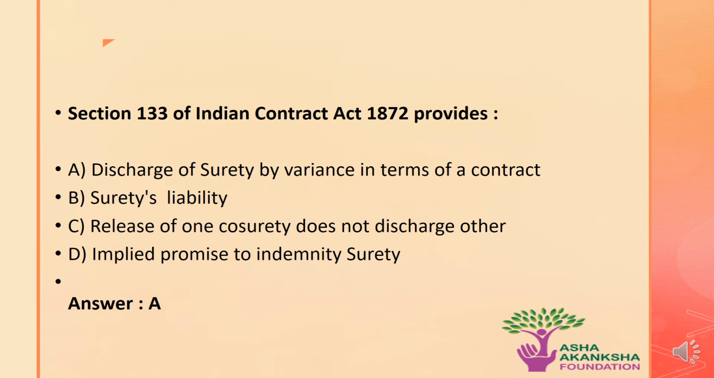Next question is: Section 133 of the Indian Contract Act 1872 provides for what? Options are A, discharge of surety by variance in the terms of contract. B, surety's liability. C, release of one co-surety does not discharge others. Or D, implied promise to indemnify surety. The correct answer to this question is option A. That means to say that Section 133 of the Indian Contract Act 1872 provides for the discharge of surety by variance in the terms of contract.